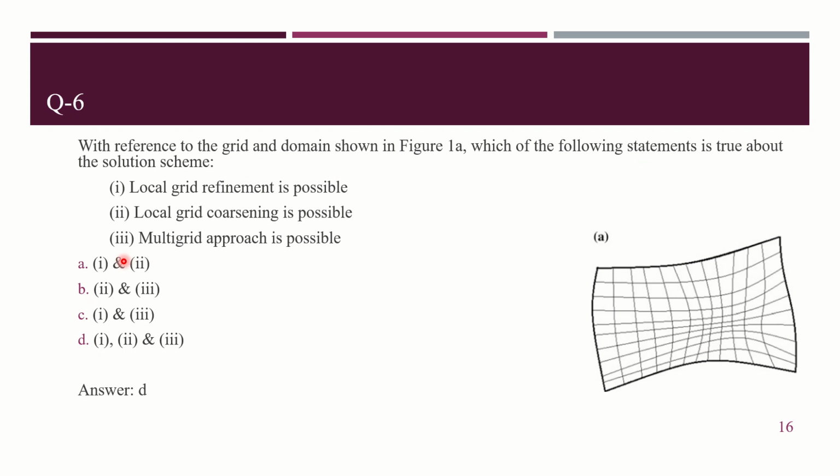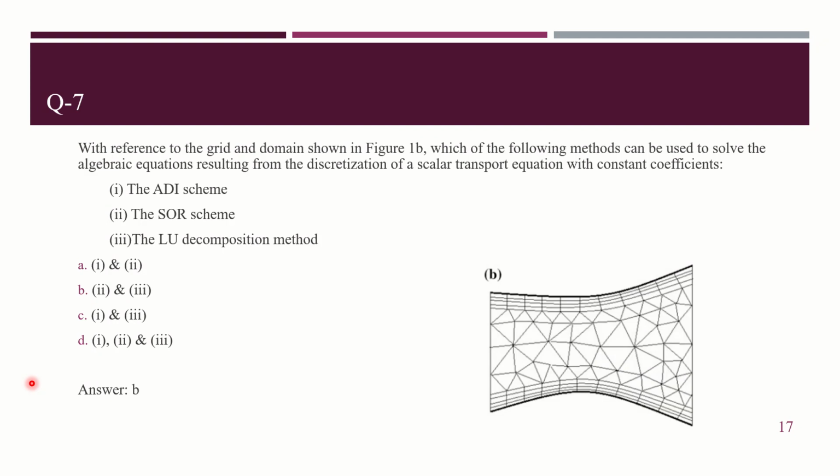So looking at the options, option A 1 and 2, option B 2 and 3, option C 1 and 3, option D 1, 2 and 3. So what we were seeing, all three statements are right. So that is given in option D because we can do local grid refinement and local grid coarsening and multi-grid approach is also possible. So all three are feasible for this particular grid. So we can say that option D is the right answer. So answer is D.